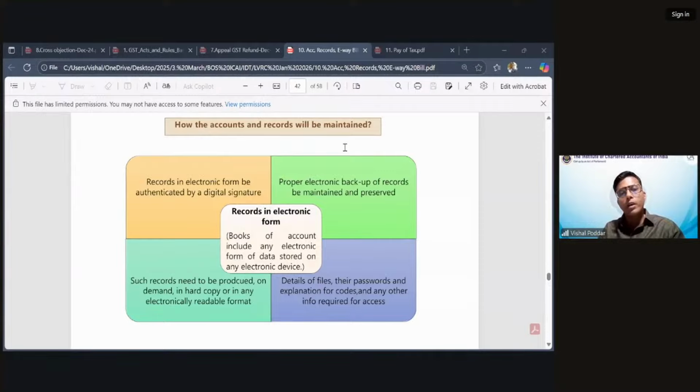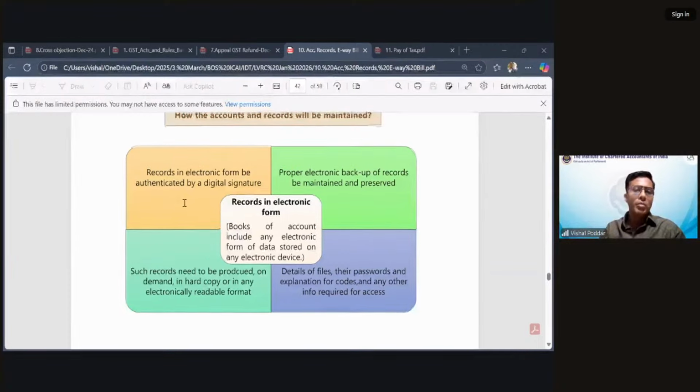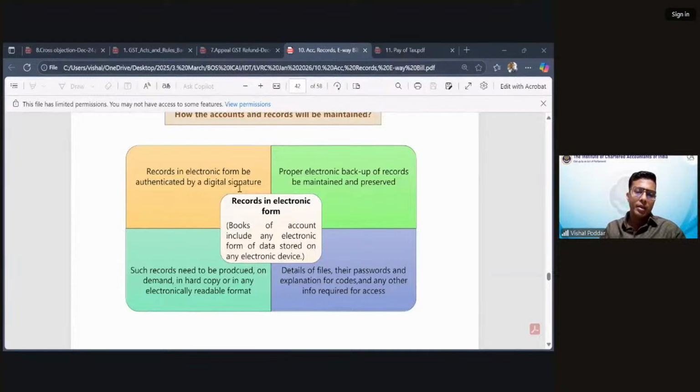Now, how do these records have to be maintained? What does the law say? Records can be maintained in electronic form also. So it is not compulsory that it should be only in physical form. It can be in electronic form, and it should be authenticated by digital signature. Such records need to be produced on demand in hard copy or even in electronic format. Proper electronic backup of records has to be maintained.